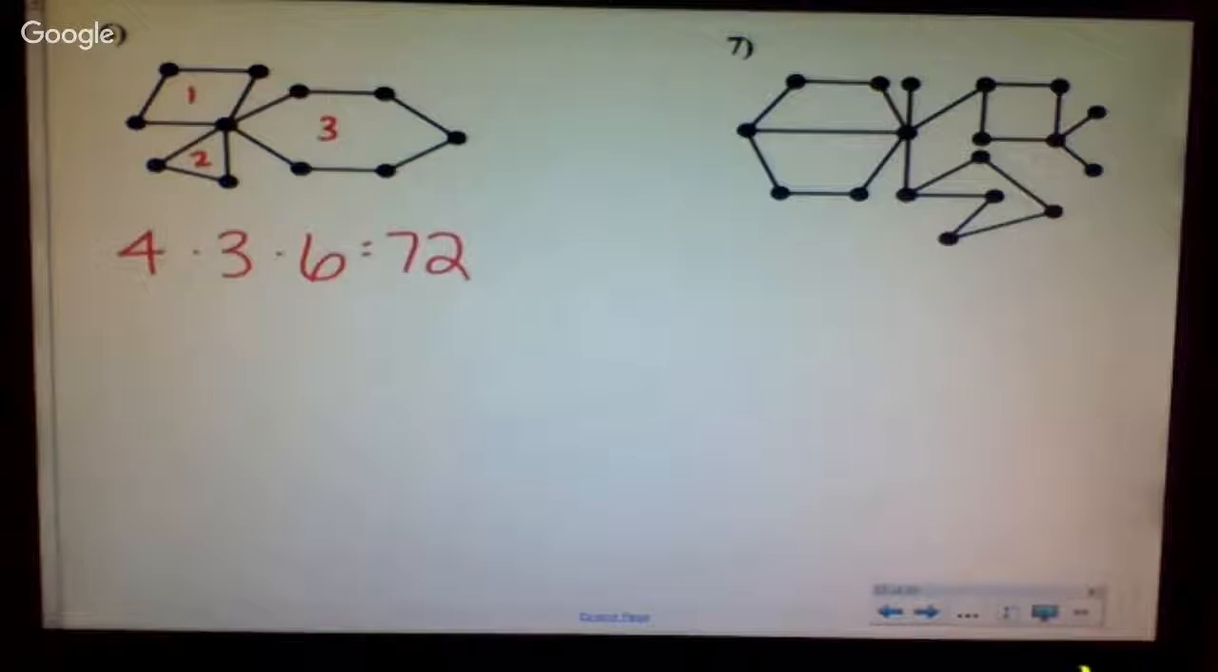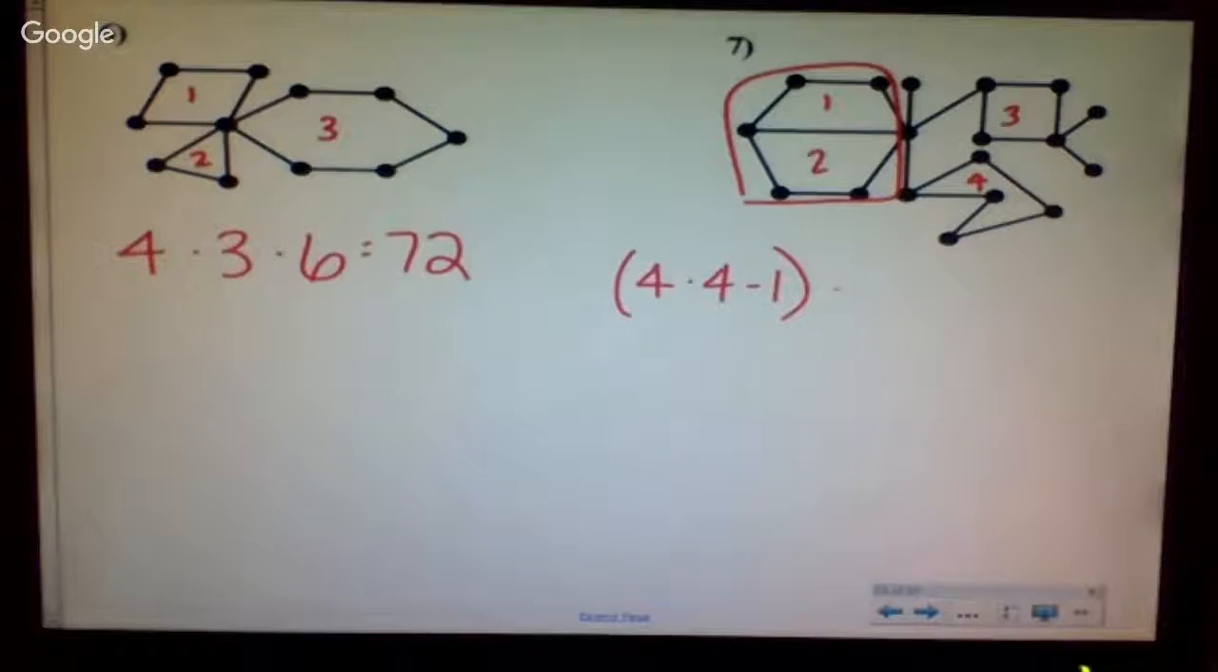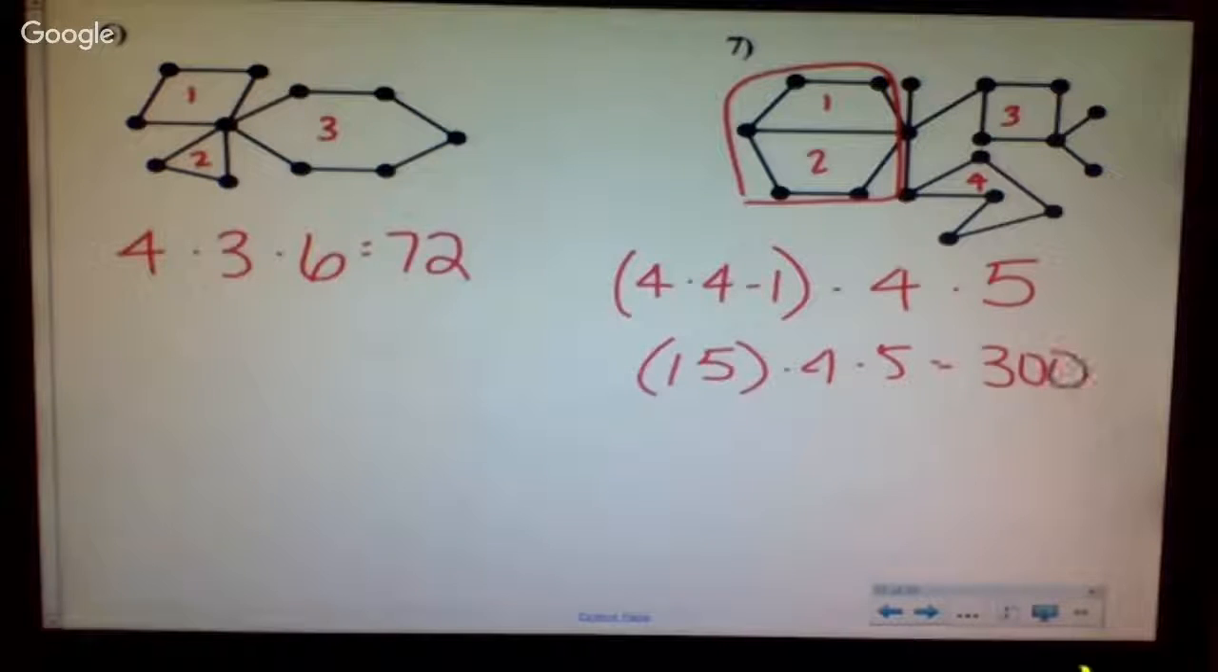And finally, number 7, how many circuits do I have? 4. 1 and 2 share a line in common, so they must go in parentheses. 1 has 4, 2 has 4, minus 1, times 3 has 4, 4 has 5. So we get 15 times 4 times 5, which is 300.